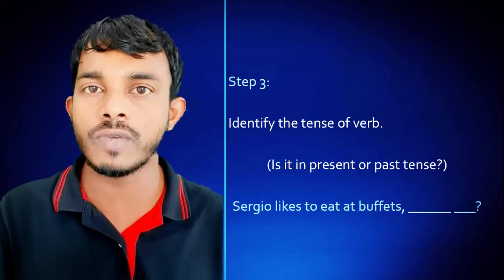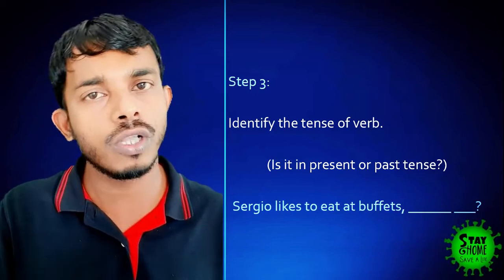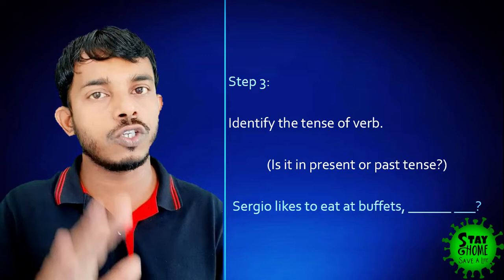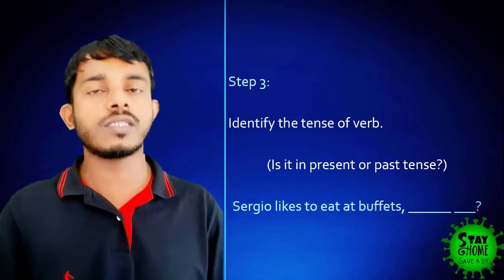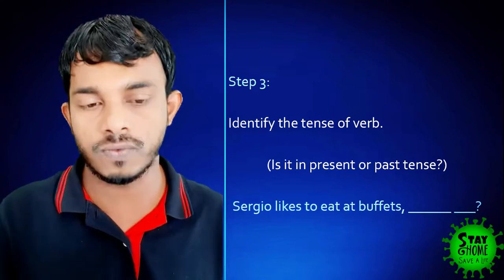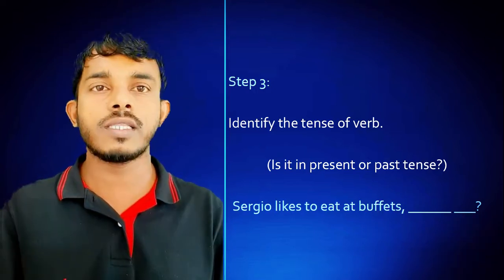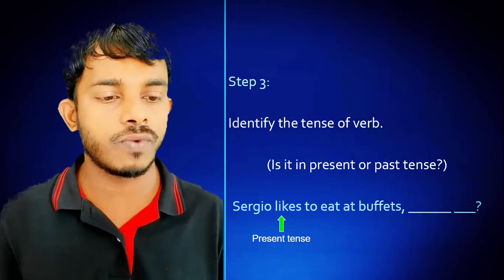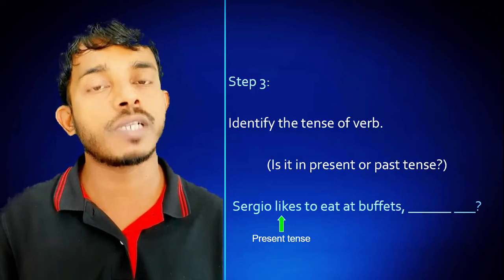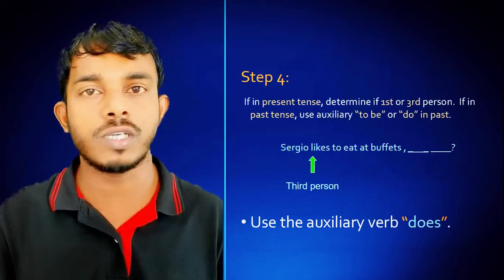This also we have already learned, the tense forms. At the very beginning we have learned all the tense forms. I know that you students have learned the tenses very well. So very easily you can identify the tense of the sentence. Is it in present or past tense? Here the example is, Sergio likes to eat at buffet. No doubt it is in present tense. Likes is in present tense, there is no doubt in that.